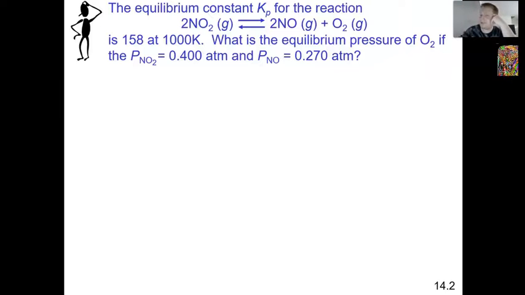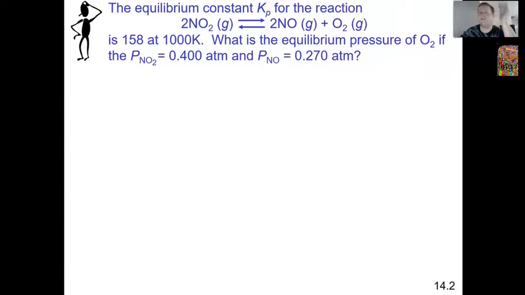At other temperatures, it'll change. So they just have to specify, but it doesn't factor into the math at all. What is the equilibrium pressure of O2 if the P of NO2 is 0.4 atm and the P of NO is 0.270 atm? Okay, so let's see. It's giving us the equilibrium pressures.